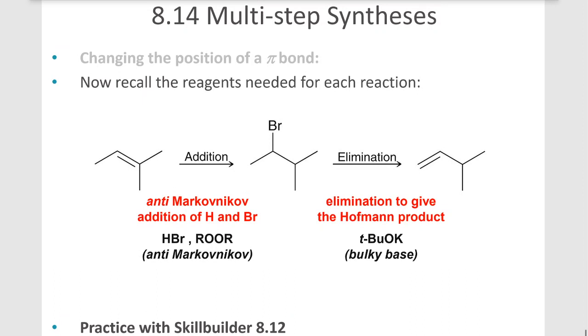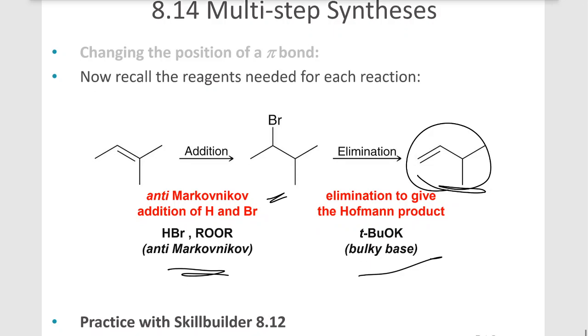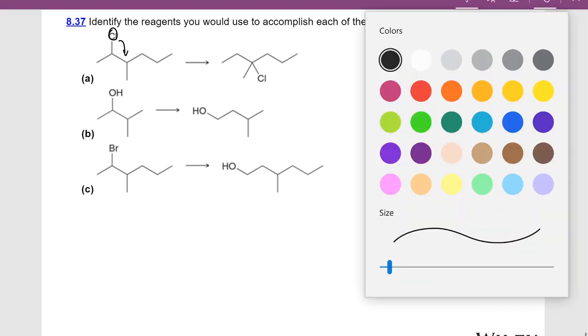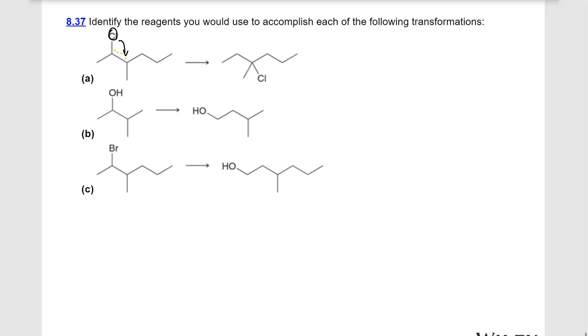We're going to use HBr with ROOR to give us the bromine on the less substituted side, and then t-butoxide is going to give us the Hofmann product with that big bulky base. So let's see if we can identify the reagents we've used to accomplish these transformations. Essentially what we're doing is moving this chlorine over here, and that's not a mechanism, I'm just showing the overall reaction. So in this first one, we're going to have to do an elimination to put an alkene here, right? And then we're going to have to do an addition of HCl to move the Cl over there.